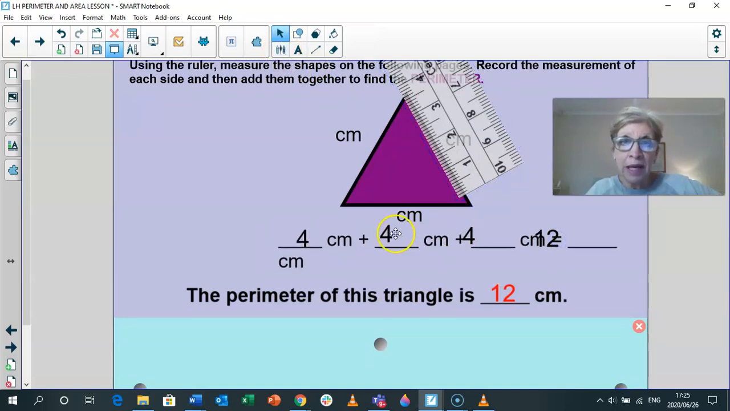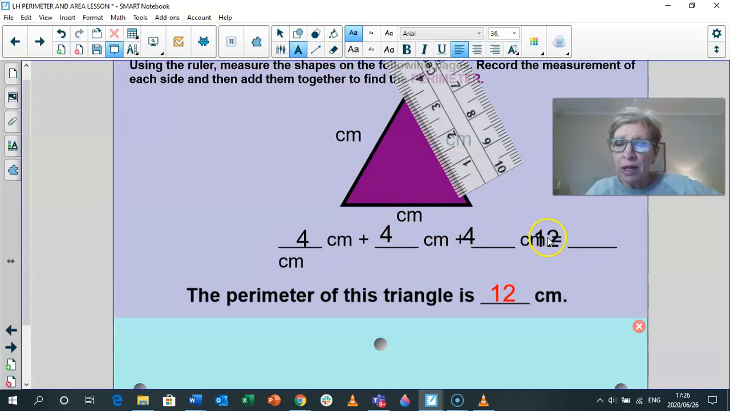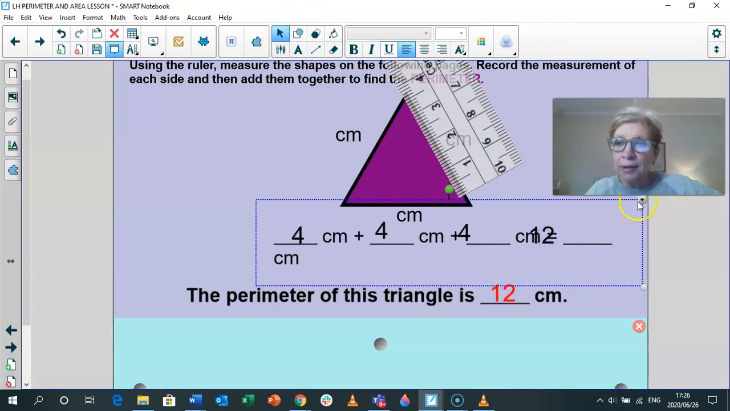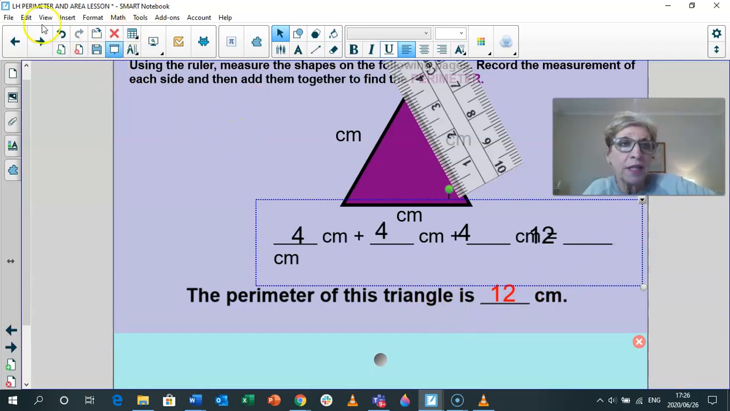And this 12 is badly behaved because it doesn't want to be in the right area. And I wonder if I can move it. No, I can't. Let's give it a try. It's because everything has been kind of grouped together. But that's not a problem. So the perimeter of this triangle is 12 centimeters. The ant would have walked 12 centimeters around the perimeter of that shape.